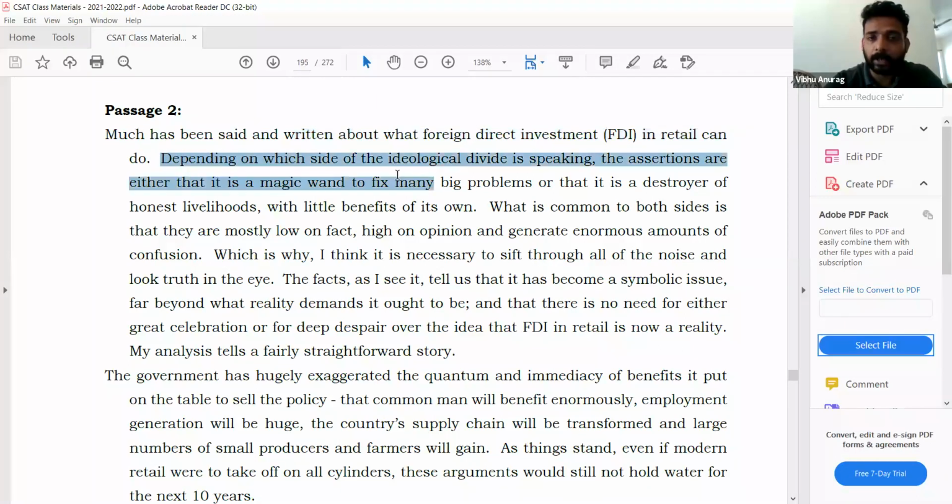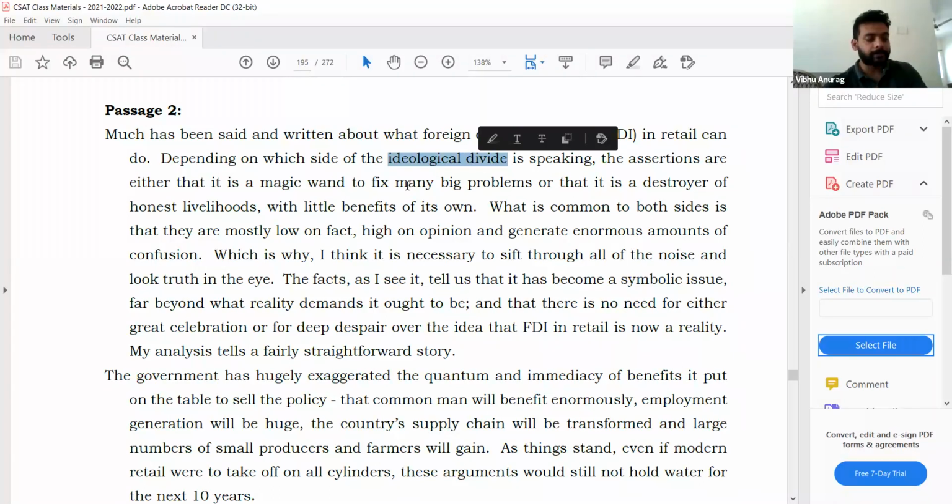Depending on which side of the ideological divide is speaking, the assertions are either, so there is an ideological divide. An ideology is a set of beliefs. So some people believe that FDI is good, and some people are against it. That's what this ideological divide means. So depending on which side of the ideological divide is speaking, the assertions are either that it is a magic wand to fix many big problems, or that it is the destroyer of honest livelihoods with little benefits of its own. So with hardly any benefits of its own.